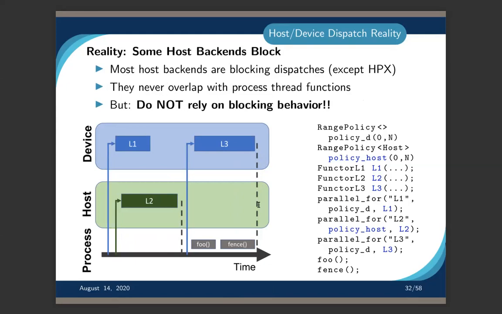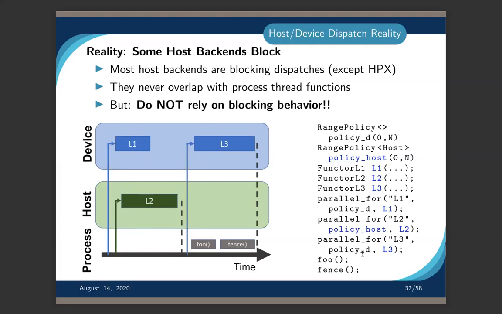Now, in reality, that is not really what happens. In reality, most of our host backends are actually blocking. Like, for example, the OpenMP backend. It starts a pragma omp parallel for internally. And the pragma omp parallel for is a blocking operation, so it doesn't return until it's done. That means what actually would happen is this: you dispatch L1, you dispatch L2, L2 overlaps with this maybe GPU kernel, but then it's gonna wait. This call to parallel for only returns after this kernel is done and then dispatches L3.